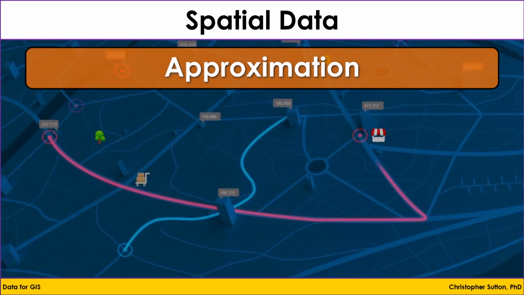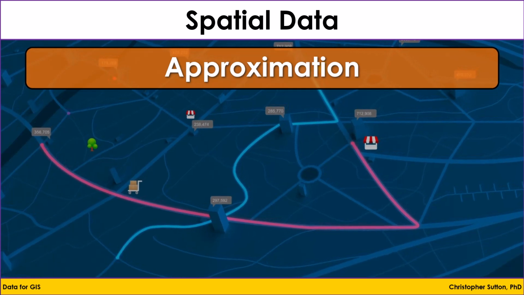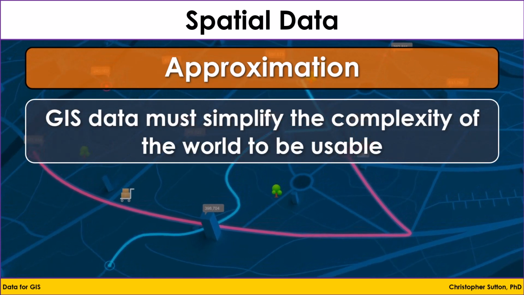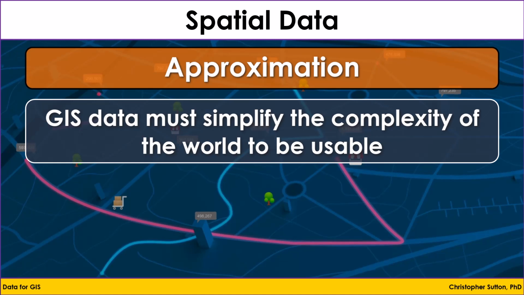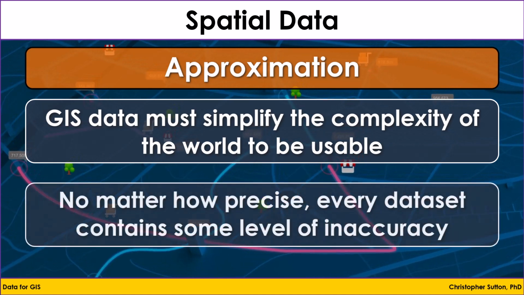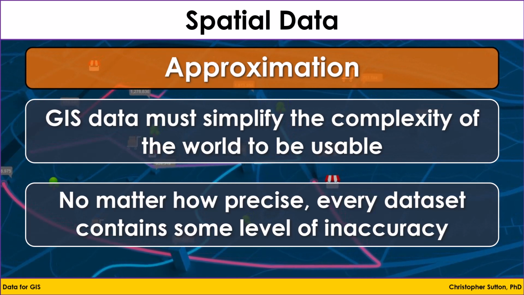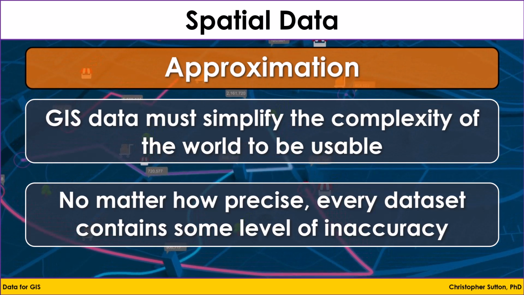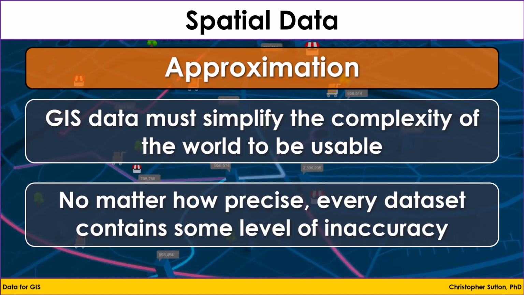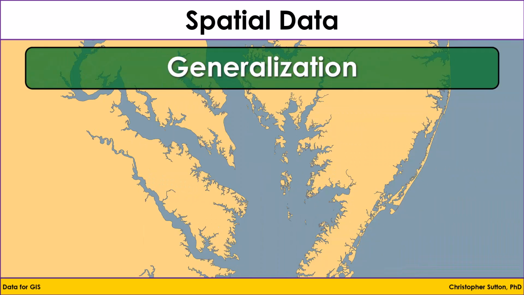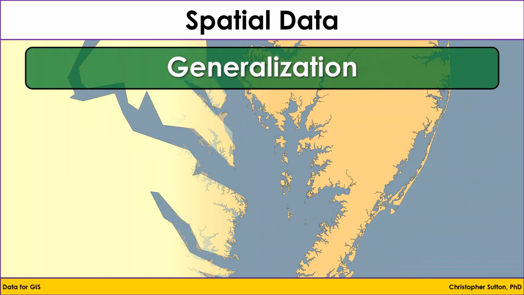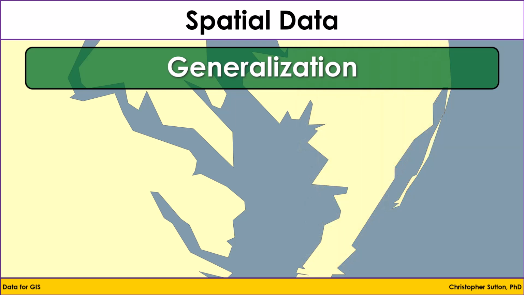The world is infinitely detailed, but GIS data must simplify this complexity to be usable. No matter how precise, every dataset contains some level of inaccuracy, whether due to measurement limitations, changes over time, or errors in data collection. Spatial data is generalized to make it easier to analyze and interpret.